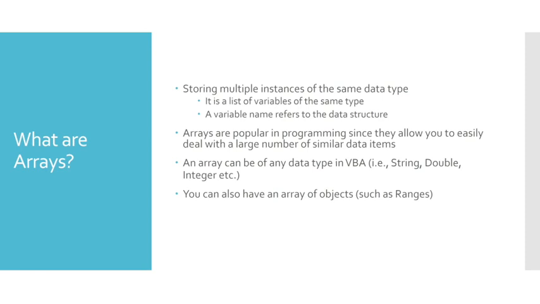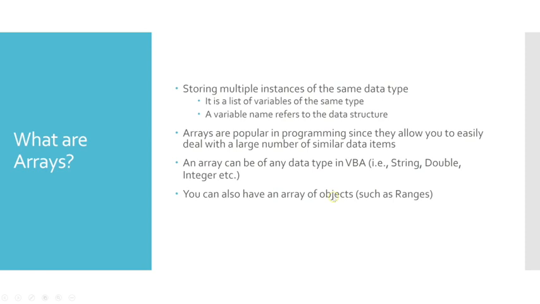The key with arrays is they allow you to create groups of variables, the key being the same data type. Oftentimes we have data in a worksheet and we want to bring it into our code in order to process it. So that's what arrays are used for. They can be of data type string, double, integer. They just need to be the same data type.